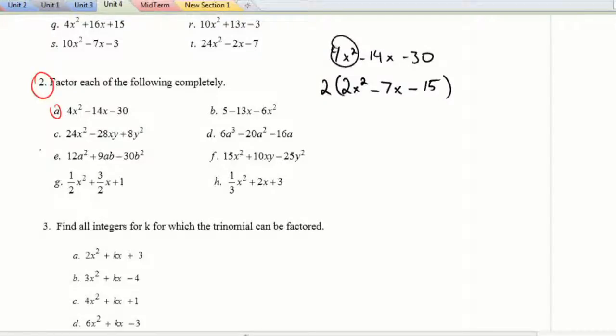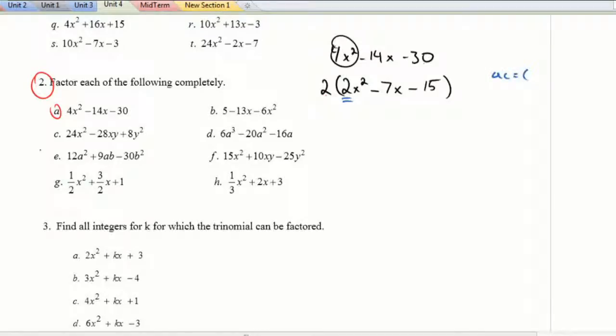So all I've done is factored out a 2. And I can check to make sure I did this all right. If I multiplied it back out and ended up with the same thing I started with, then I'm good. So 2 times 2 is 4. 2 times 7 is 14, and 2 times 15 gives me the 30. So I'm thinking I factored that 2 out properly. Now, this is a factoring question. I look in front of my x squared term and I see that I have a number here. I have this 2.